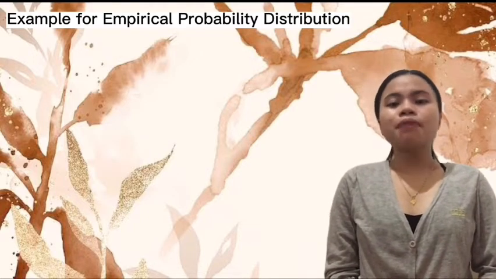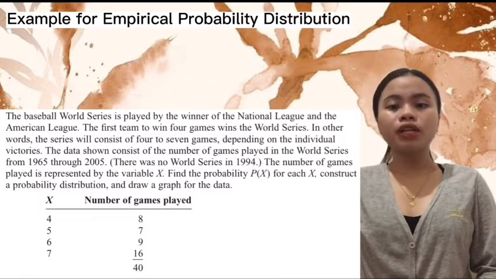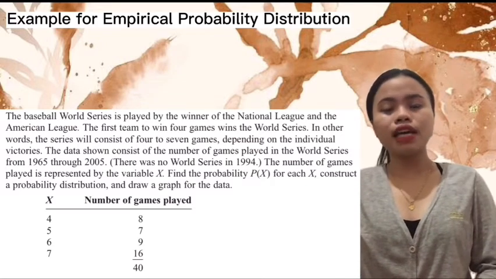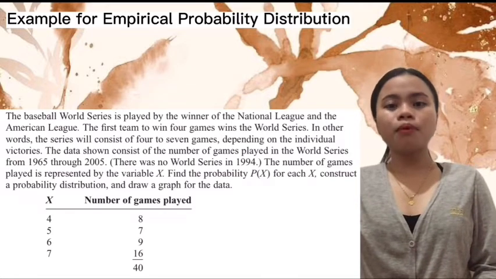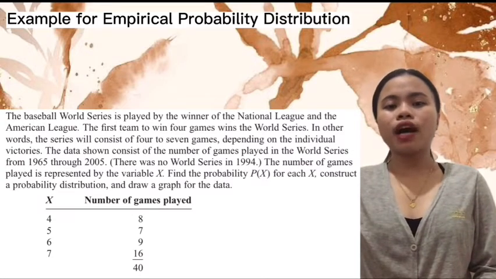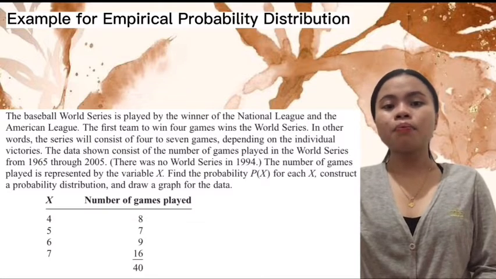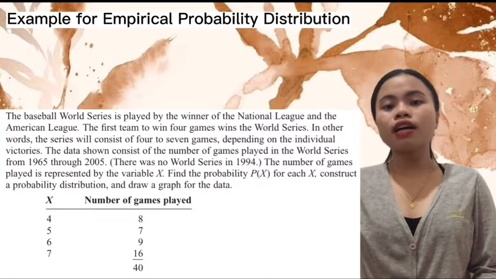For example, the Baseball World Series is played by the winner of the National League and the American League. The first team to win 4 games wins the World Series. In other words, this series will consist of 4 to 7 games, depending on individual victories. The data shown consists of the number of games played in the World Series from 1965 through 2005. There was no World Series in 1994. The number of games played is represented by the variable x. Find the probability p of x for each x, construct a probability distribution, and draw a graph for the data.